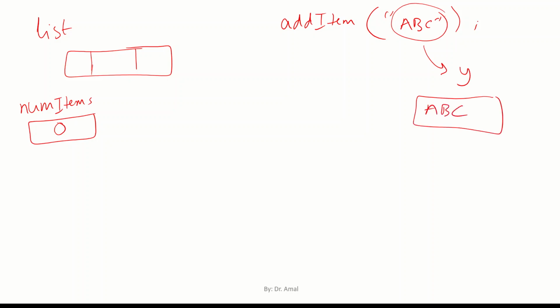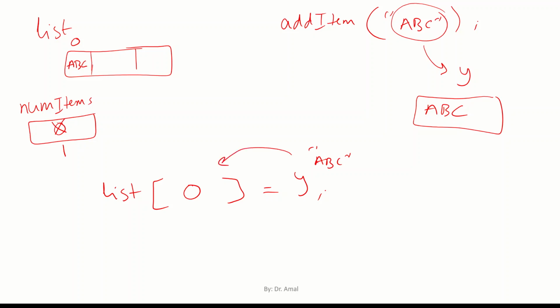What we need to do is add this ABC to the array. Because it's the first time, we should add ABC at location 0. So ABC should be here, and the number of items should be incremented. What we actually did was go to the array, and at location 0, it equals y. Because y is ABC, ABC was added to location 0.